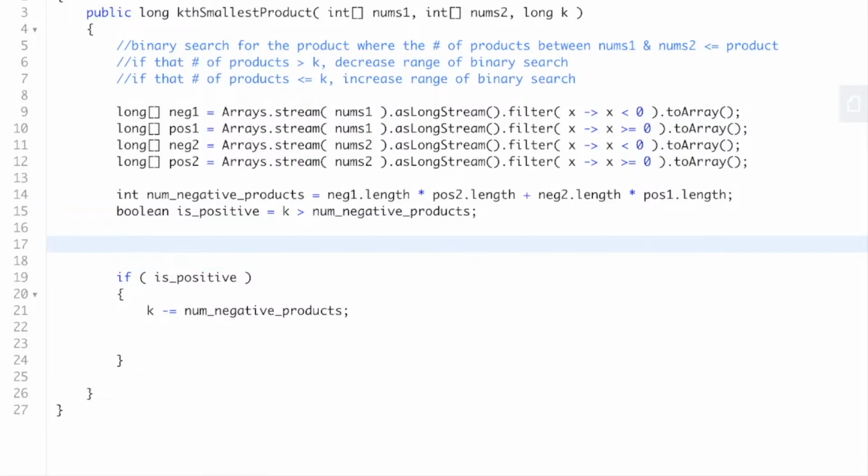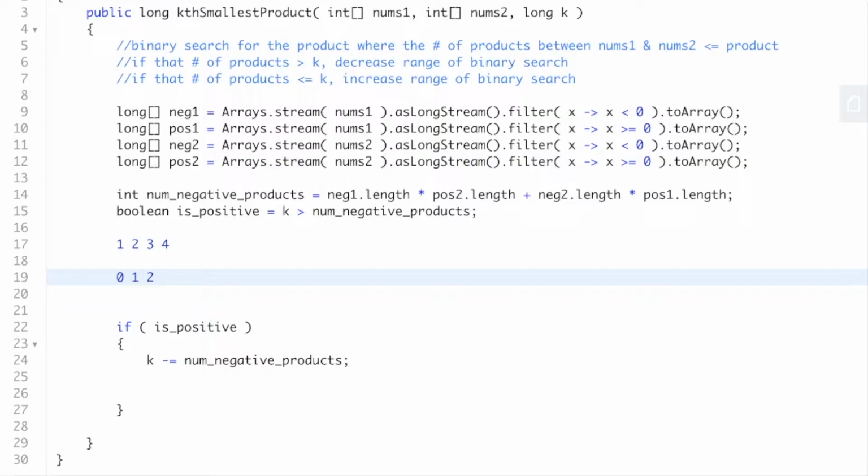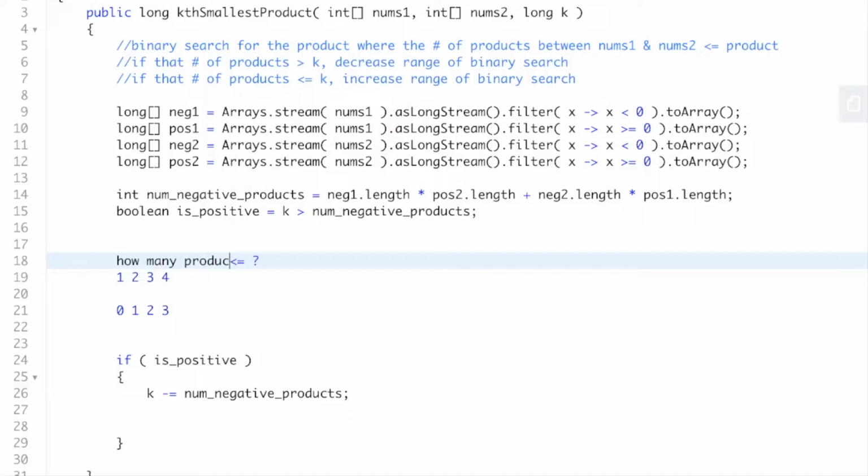Let's go through how we actually want to count how many products are less than or equal to some product. So for example, let's make up some numbers. Let's just do positives for now. Let's do 1, 2, 3, 4, and let's say this is one array. And we want to do the other array, so 0, 1, 2, 3. And let's say I want to know how many products are less than or equal to, say, 3.